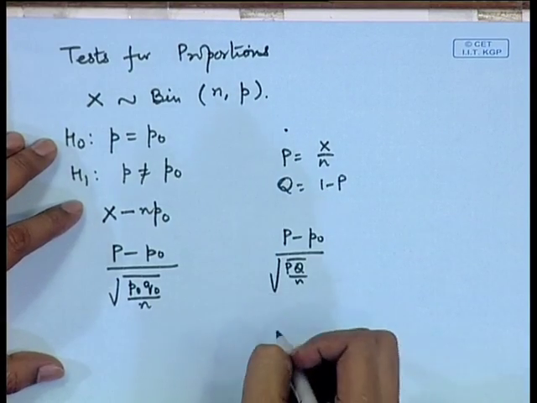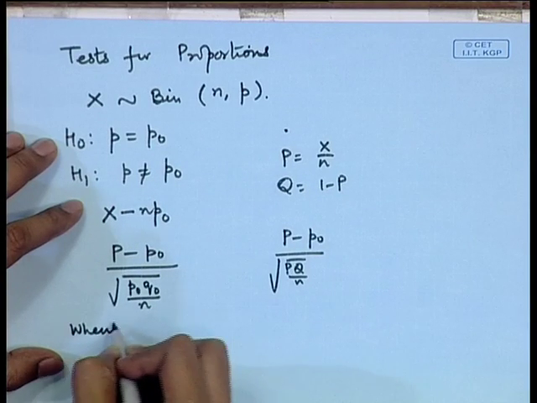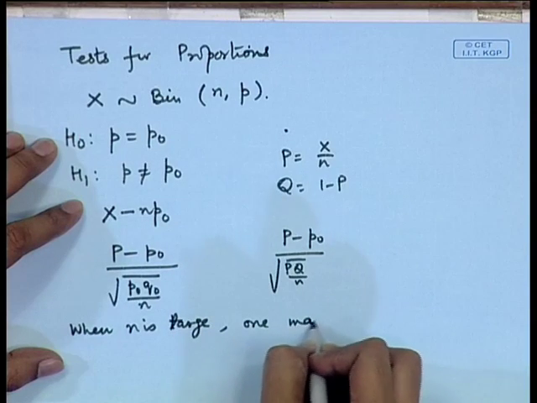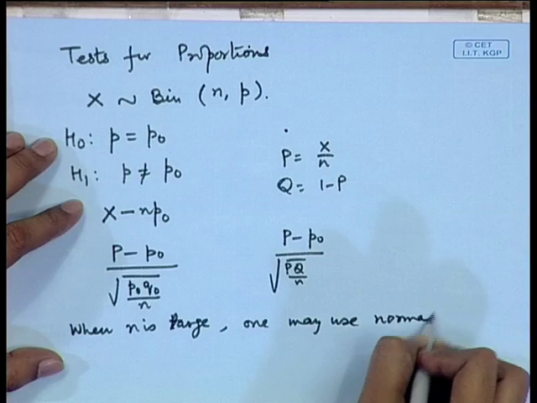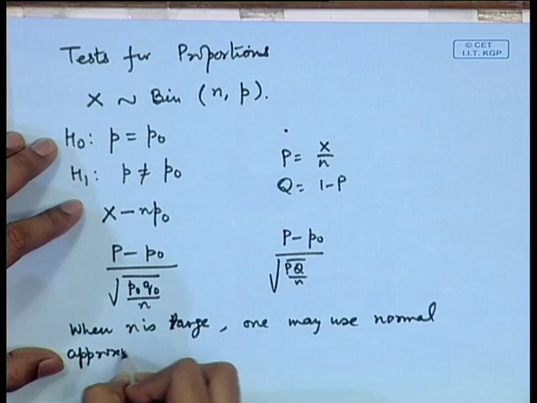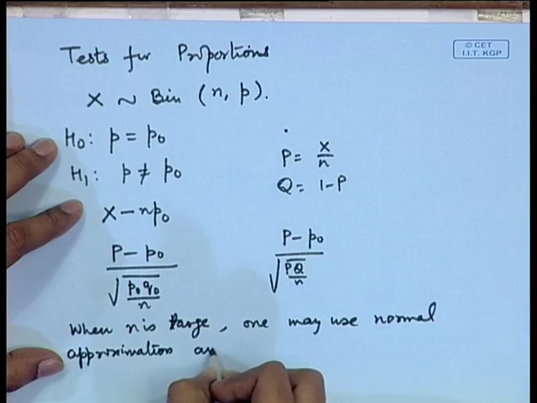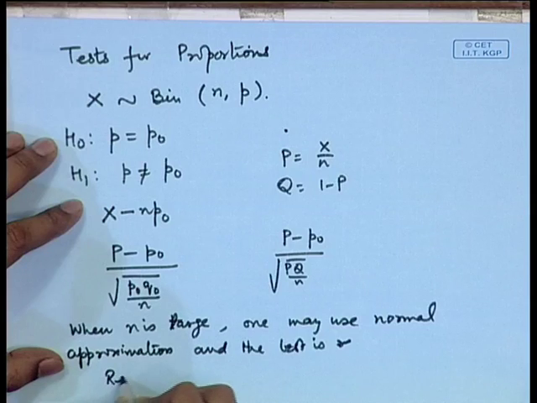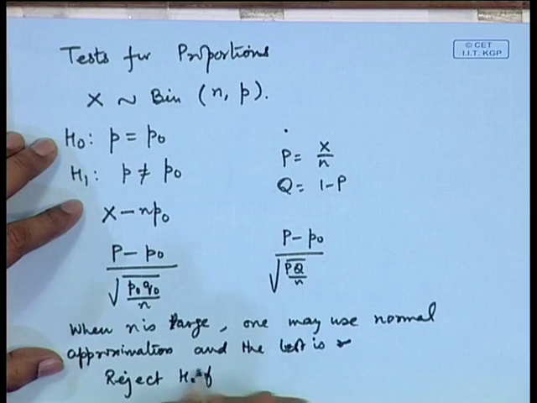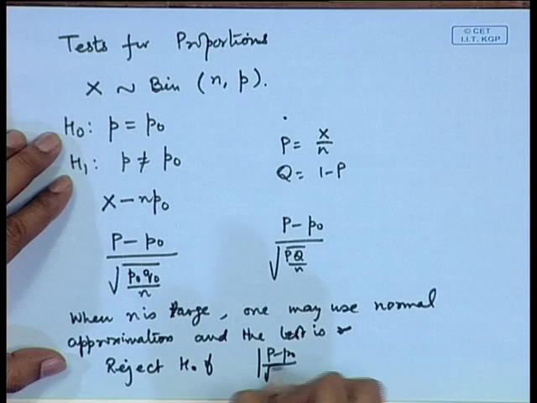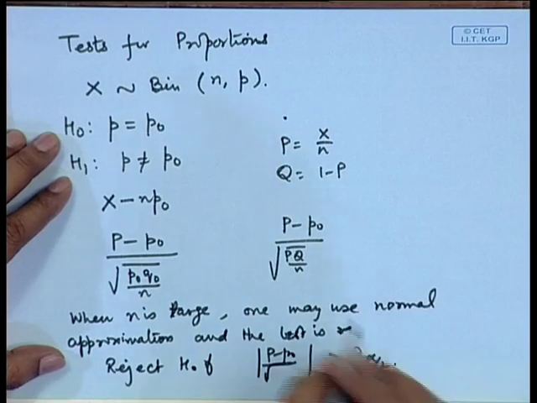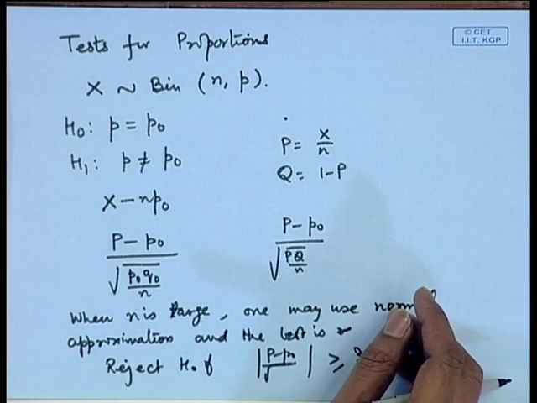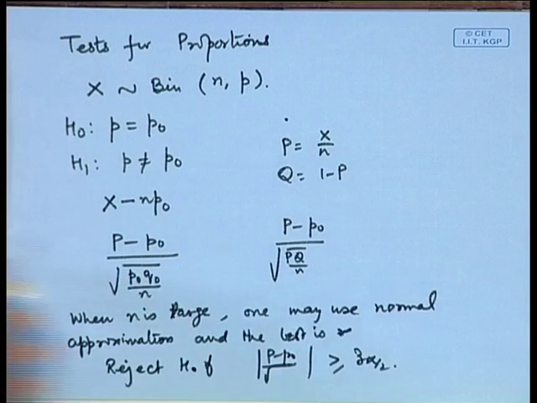So, one may use either of these things, and when n is large, one may use normal approximations and the test is: reject H naught if the absolute value exceeds z alpha by 2. Let me consider an example here.